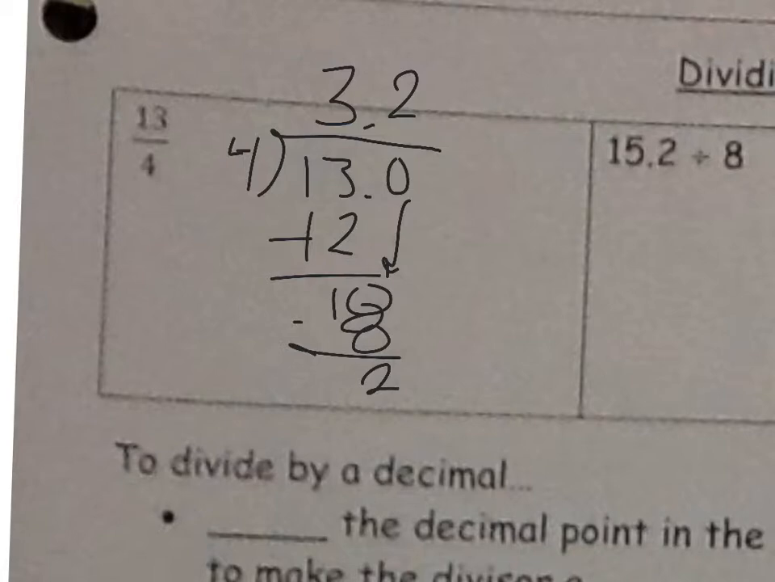Anyway, I digress. It still didn't work out evenly. So what do I need to do? Add another 0 to bring down. And how many times does 4 go into 20? 5 times. And you can finish it up: 5 times 4 is 20. 20 minus 20 is a smiley face. Or you can say it's going to work out, so I'm done with that one.